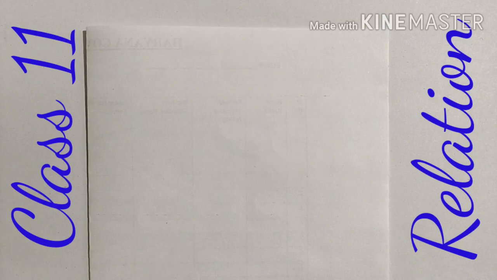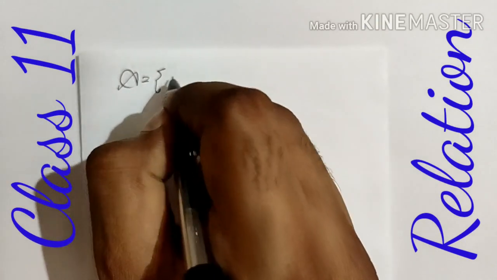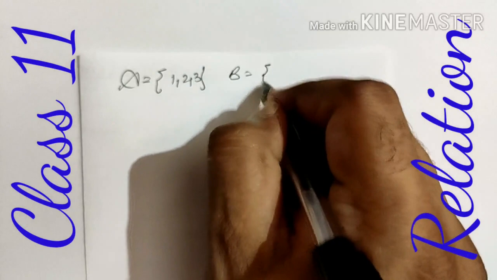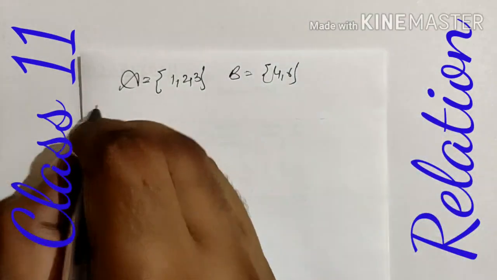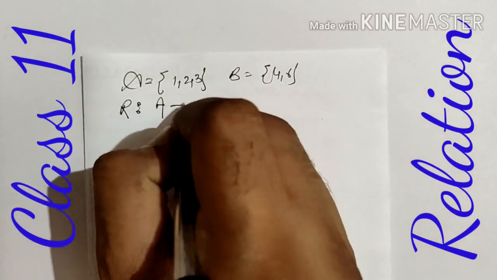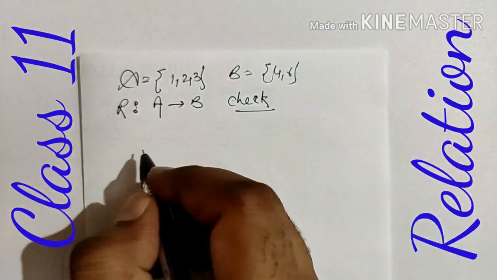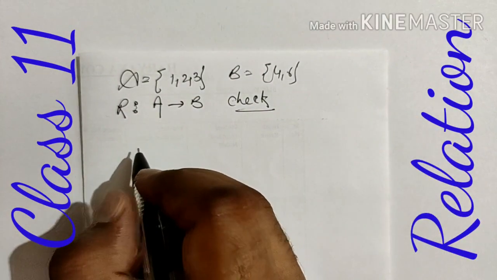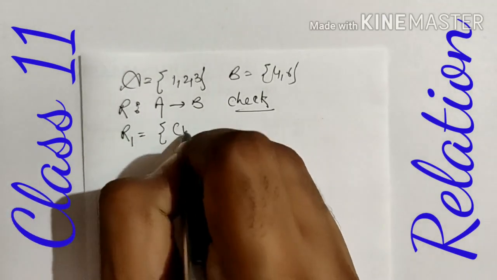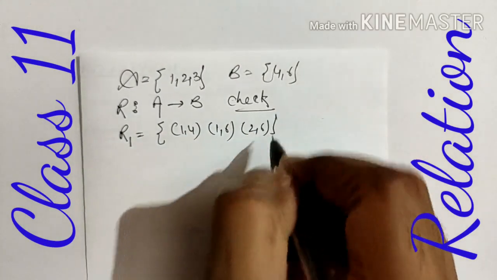Now we are moving towards an example. We are given a set A with elements 1, 2 and 3. B is another set given by 4 and 6. Suppose R is a relation from set A to B. We have to check whether the following are relations or not. Say the first relation is given by (1,4), (1,6), (2,6).